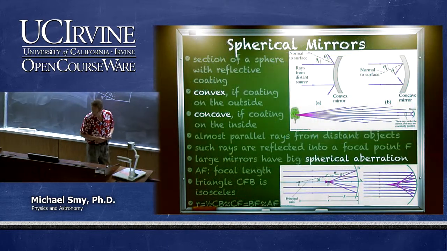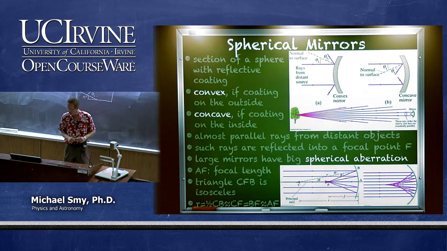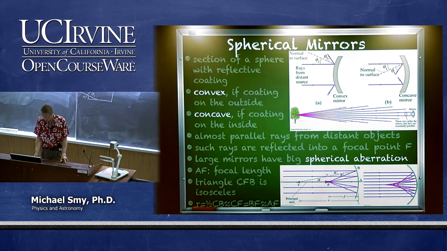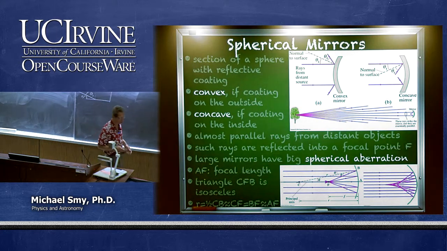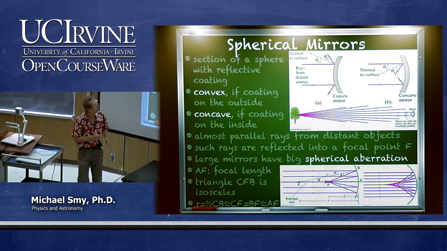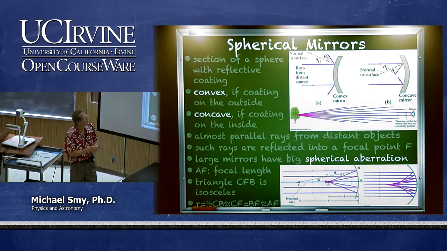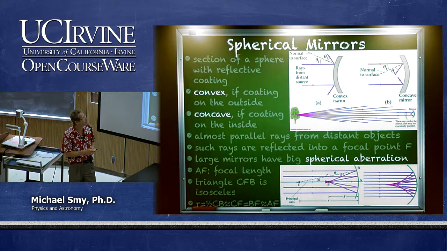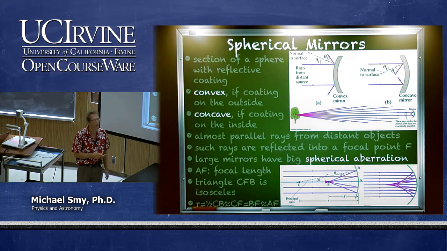So now it gets more complicated. We now bend the mirrors, and instead of just a plain mirror, we take out a section of a sphere and cover it with reflective coating. And then two such mirrors are possible. This one is called a convex mirror, and this one is called a concave mirror. So for the convex mirror, the reflective coating is on the outside of the sphere. And for the concave mirror, it is on the inside of the sphere.